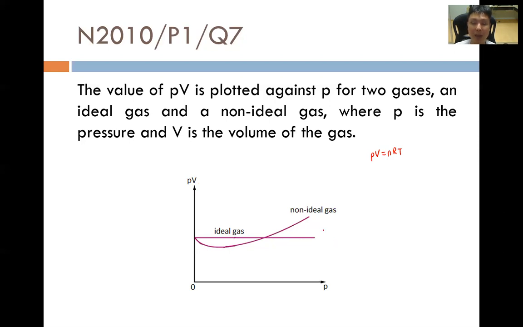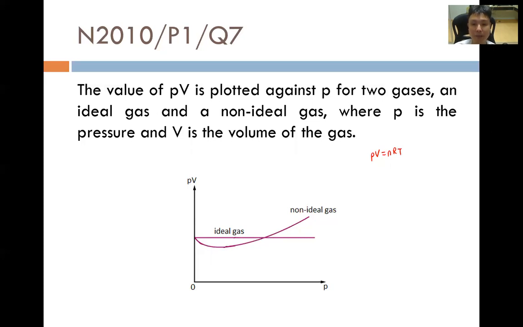So I repeat again, although in this question it's not explicitly stated that temperature is constant, we have to assume that it is true because of the fact that PV against P is a constant for the ideal gas. However, the non-ideal gas does not obey all the assumptions of the ideal gas. So it will actually dip down first and go up after that. If you're interested in the reasoning and you do not remember, again, you can refer to the content from the previous video.